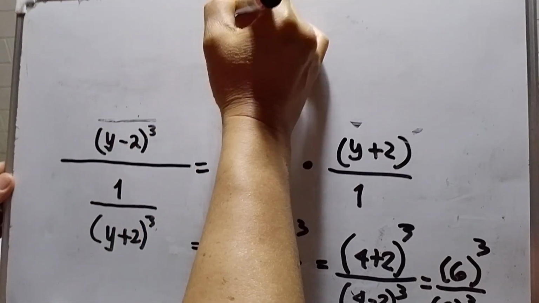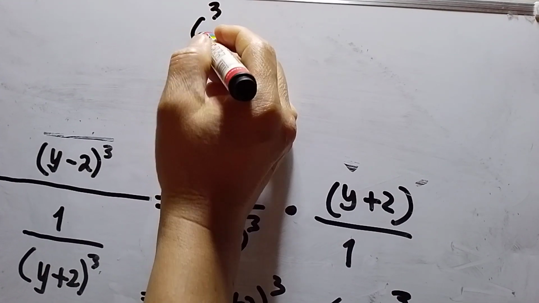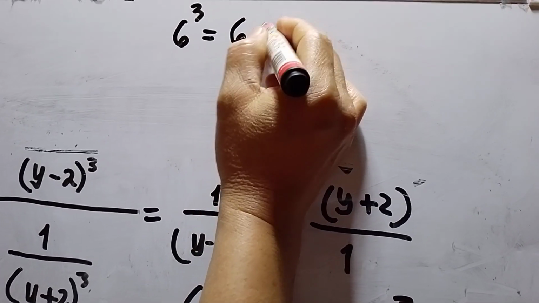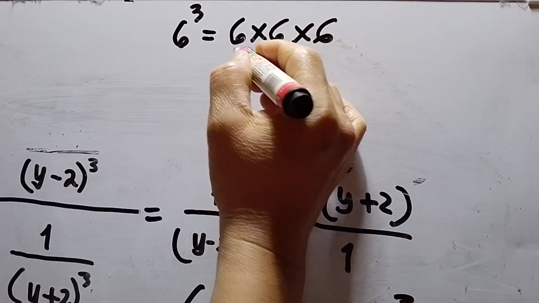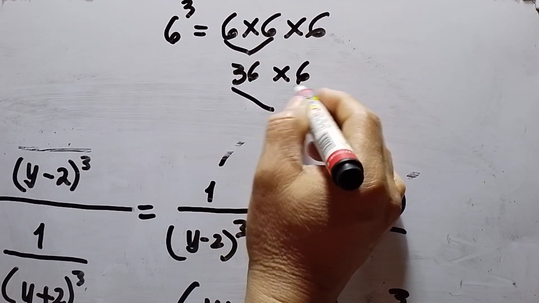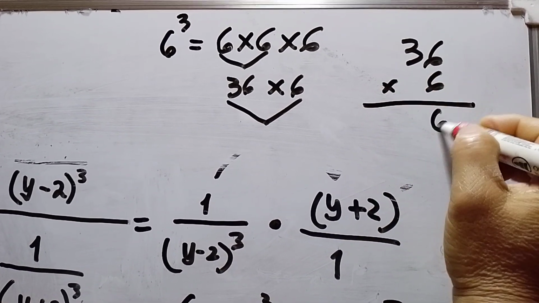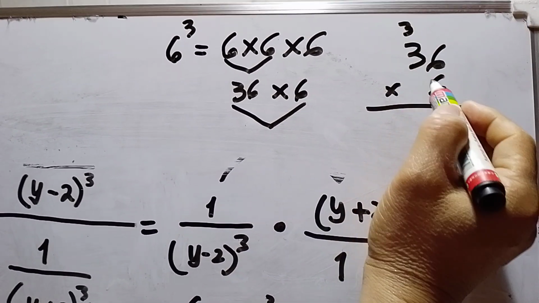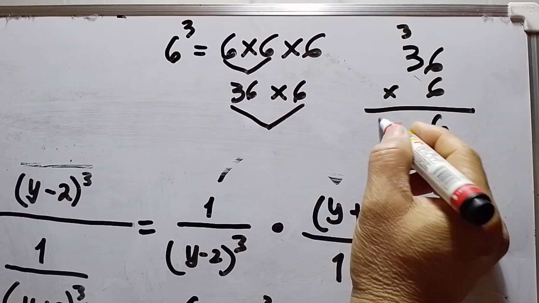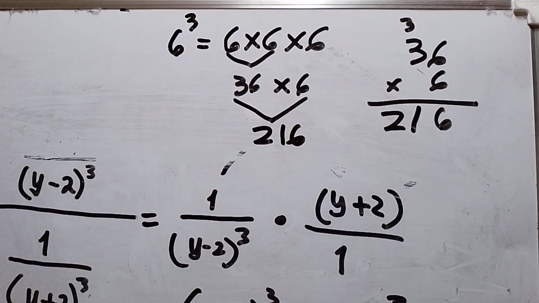So what is 6 raised to the third power? So meaning I need to multiply itself 3 times. 6 times 6 times 6. So what is 6 times 6? That will be 36. And then multiply by 6. So 36 multiplied by 6. This is 36. Carry 3. 3 times 6 is 18. 18 plus 3 is 21. So I have here 216.